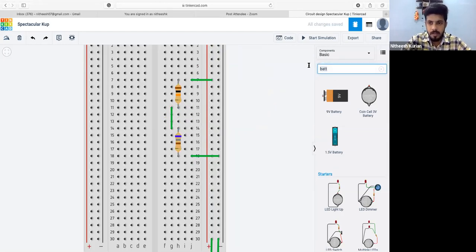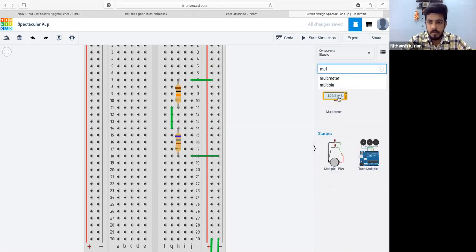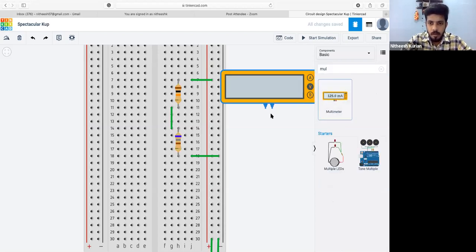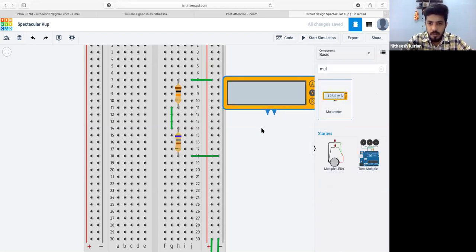I will connect a multimeter over here. Please don't simulate this. I will connect this negative terminal to negative and positive terminal to this point.